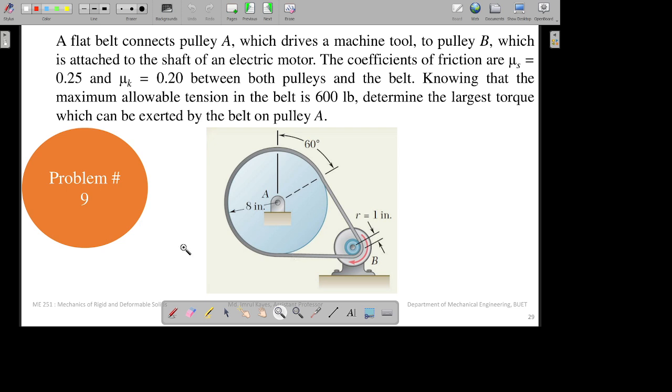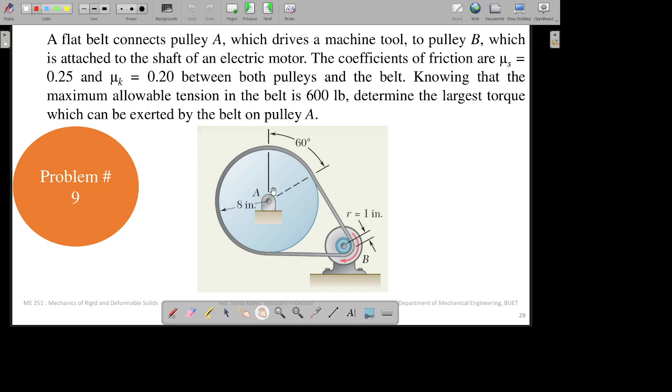Now moving to the next question. A flat belt connects pulley A, which drives a machine tool, to pulley B, which is attached to a shaft of an electric motor. The coefficients of friction are mu s equal to 0.25 and mu k equal to 0.20 between both pulleys and the belt. Knowing that the maximum allowable tension in the belt is 600 pound, determine the largest torque which can be exerted by the belt on pulley A.